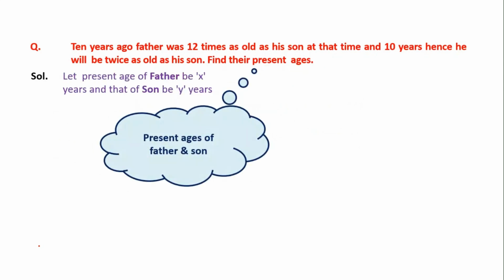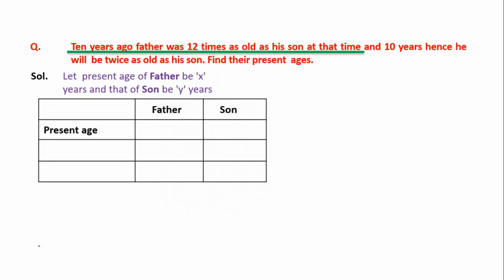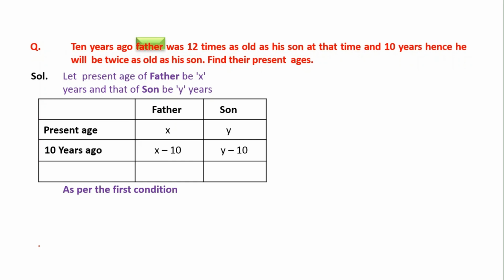So the present age of father is x and the present age of son is y. In the first statement, 10 years ago, the father's age was x minus 10. Am I right? So the present ages are x and y, 10 years ago they were x minus 10 and y minus 10, and 10 years after means x plus 10 and y plus 10.